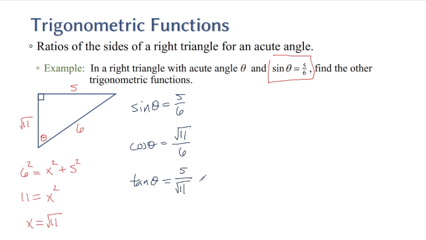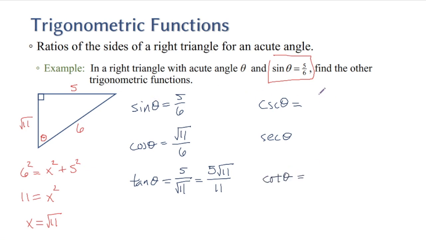Now remember, that's not okay to leave your radical that way, so we need to rationalize. And when we rationalize, we'd multiply by the square root of 11 over the square root of 11. So the tangent really, when you simplify it, works out to be 5 radical 11 over 11. Now the nice thing is once you get sine, cosine, and tangent done, all we have to do is go ahead and flip each one over to get the reciprocals. Okay, so sine, remember, goes with cosecant, cosine goes with secant, tangent goes with cotangent.